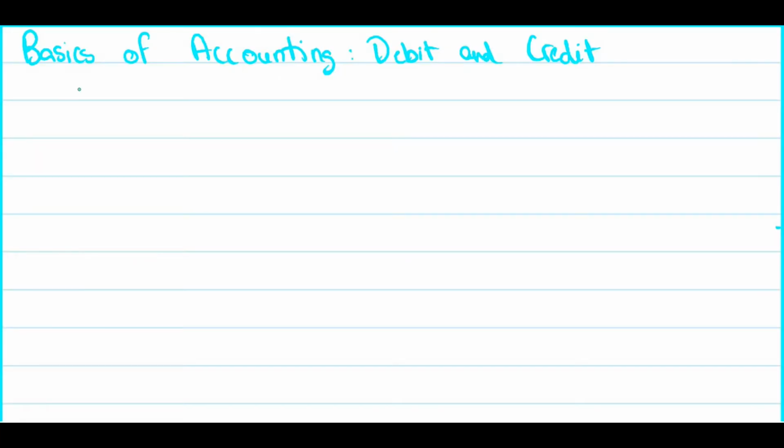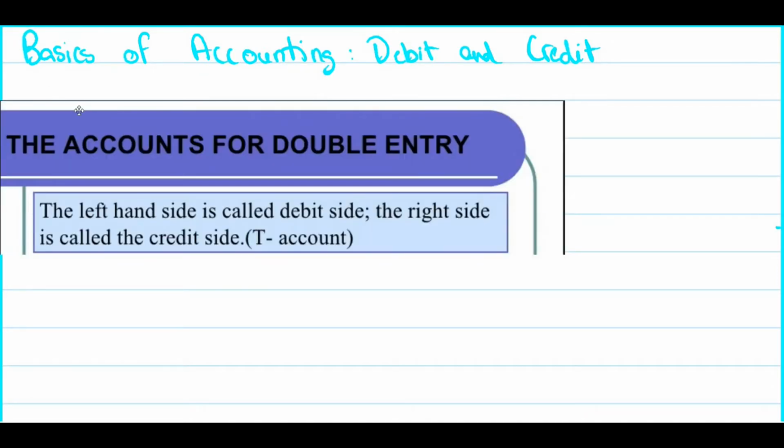Hello everyone. So in today's class, we will be discussing the basics of accounting, that is debit and credit. So first of all, let's discuss what is debit and what is credit. The left hand side is called the debit side, whereas the right hand side is called the credit side.